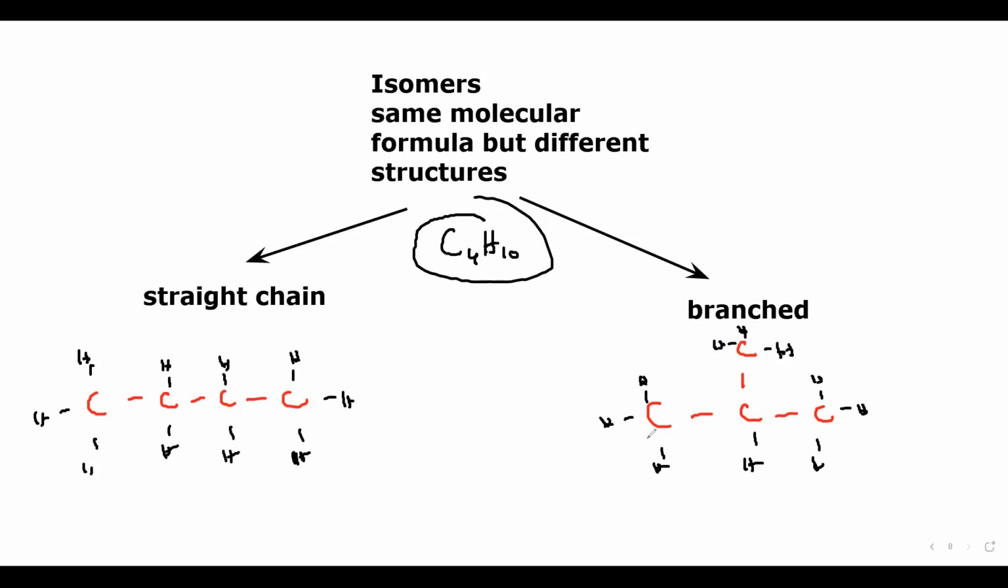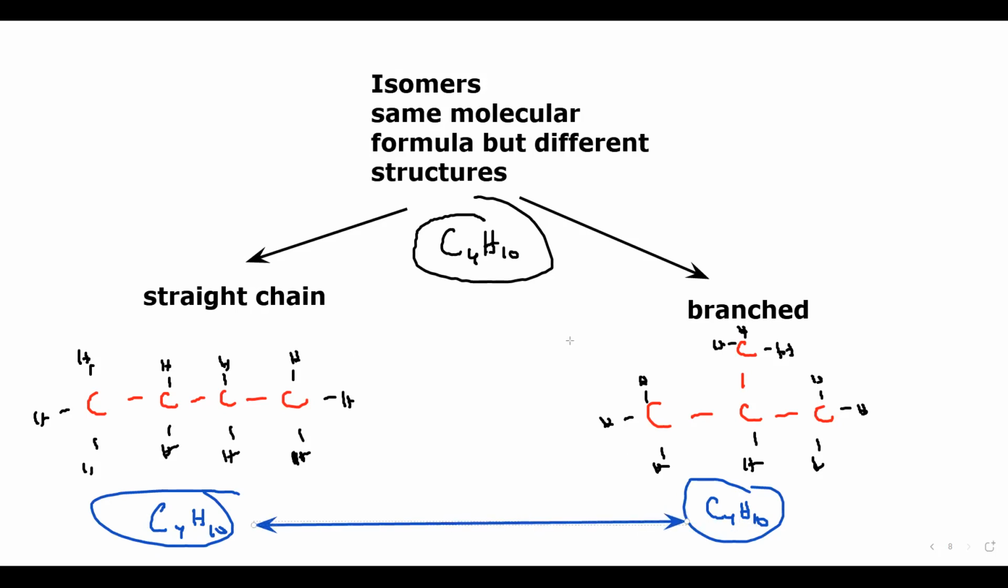So you can see they have the same molecular formula. When I count the number of carbon atoms, C4 and number of hydrogen atoms 10. This is also C4H10. So same molecular formula. The two compounds have the same molecular formula, but they have different structures. So we call them isomers. So whenever you want to draw an isomer of alkane, we make one as a straight chain, another one as a branched. Is it clear?